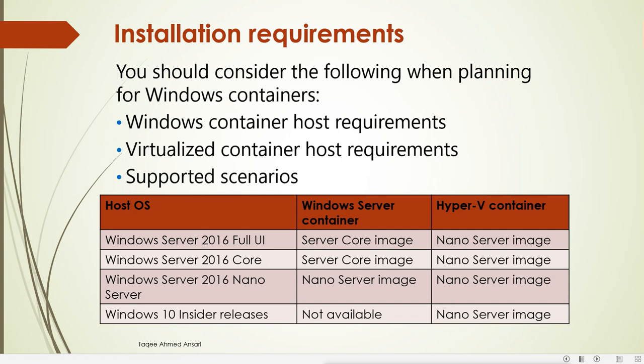For example, we have the host operating system, Windows Server 2016 with full user interface, that is graphical. On that we can install server containers like server core images, or in Hyper-V we can go up to the nano server image also. Then if we are using server core edition for the host, again we can go for the server core image of the container directly, or for a virtualized environment on Hyper-V we can go for the nano server image.